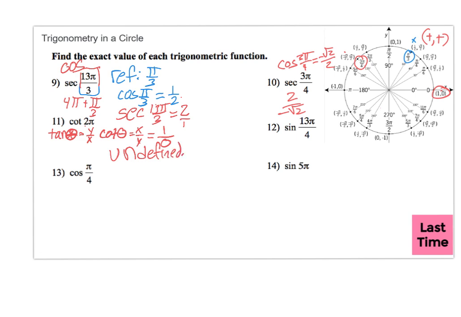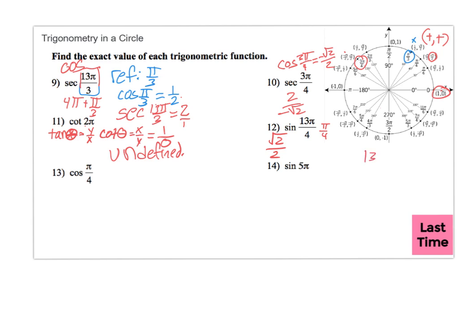Sine of 13 pi over 4. We don't have to do any reciprocal stuff because we've got sine. I know that this is going to be based on a reference angle of pi over 4 because I see that's over 4. So my trig value is going to be root 2 over 2. What I have to figure out is if this is positive or negative, and I'm going to do that based on knowing where this angle is.